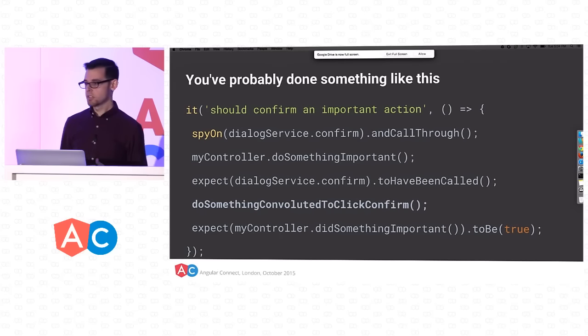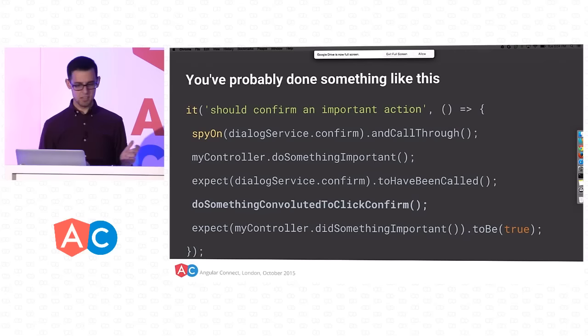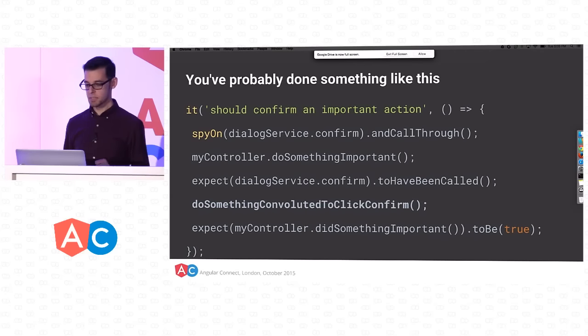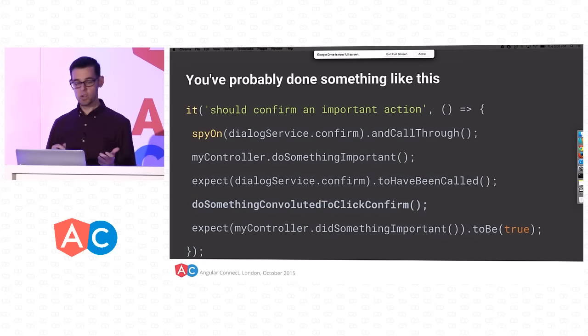In a live application, you would want that to be done by a user action. But in the test, we need to imitate that action. And here, there's a lot of moving parts, which can lead to the test becoming brittle and making your code harder to maintain. So how do we improve this?